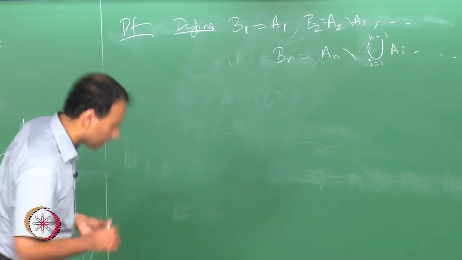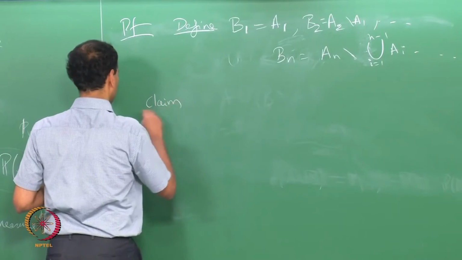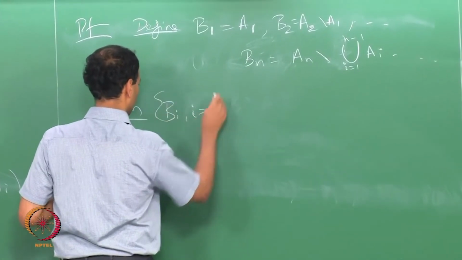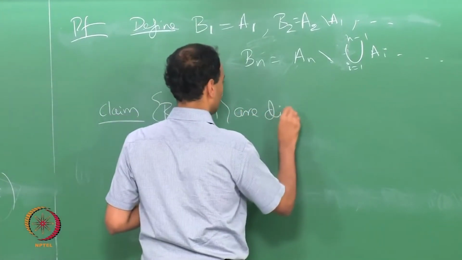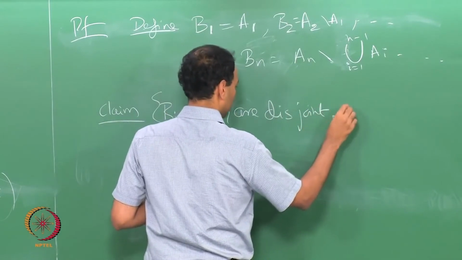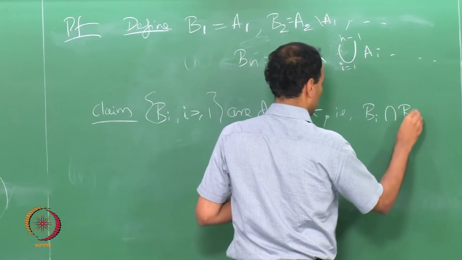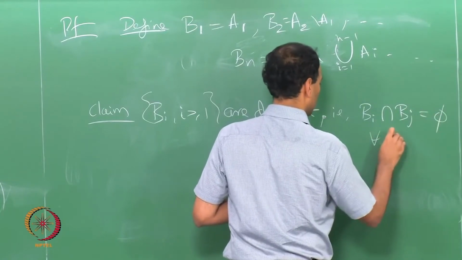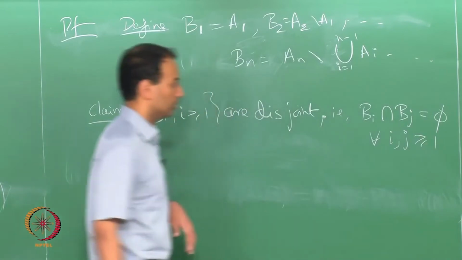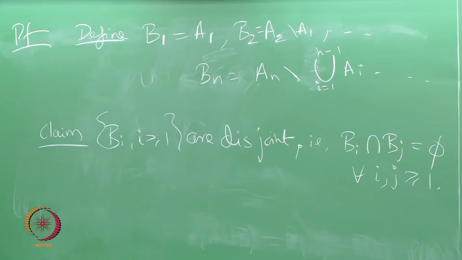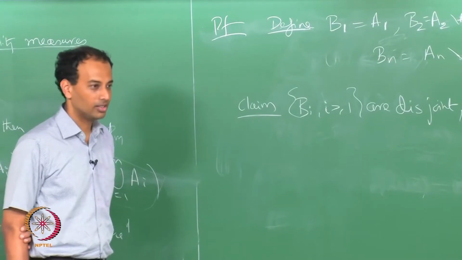So, what you can show is the claim that the Bi's are disjoint, i.e., Bi intersection Bj equal to null for all i, j greater than or equal to 1. Okay. So, it looks intuitively obvious, right, except you have to prove it. Okay, that is a homework.